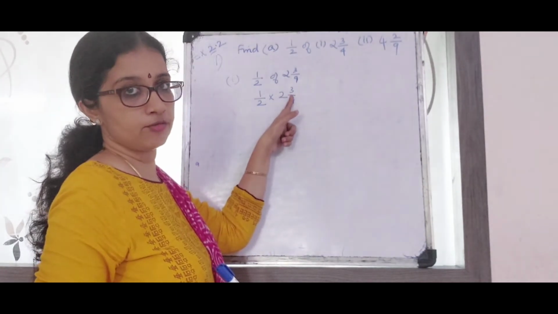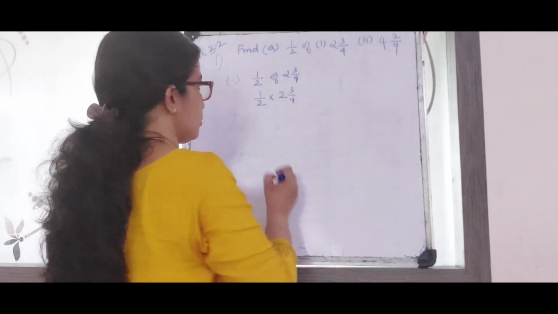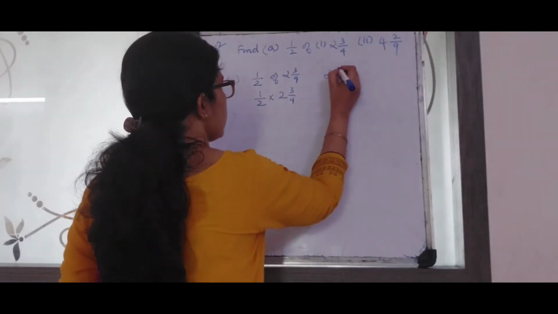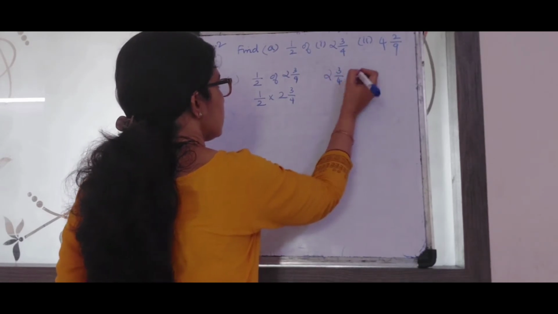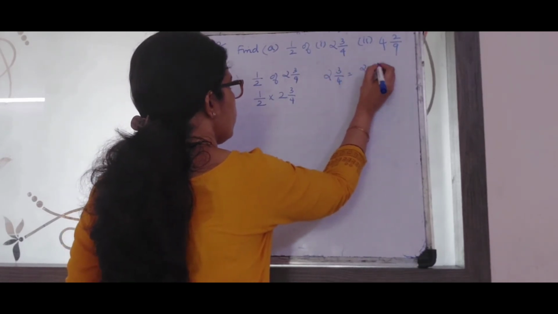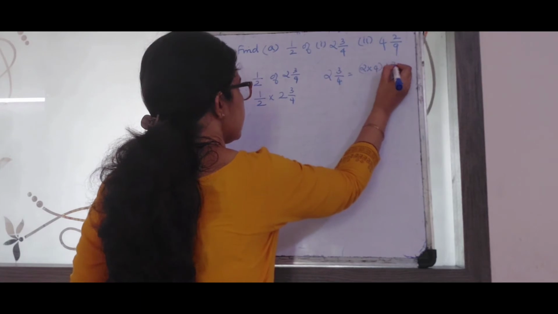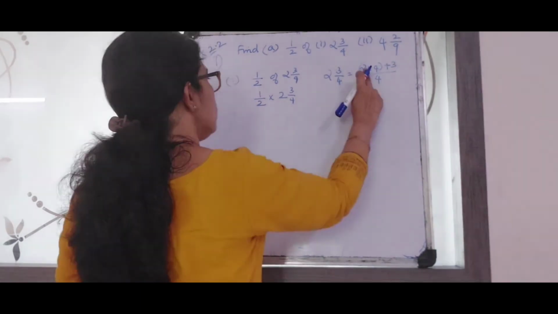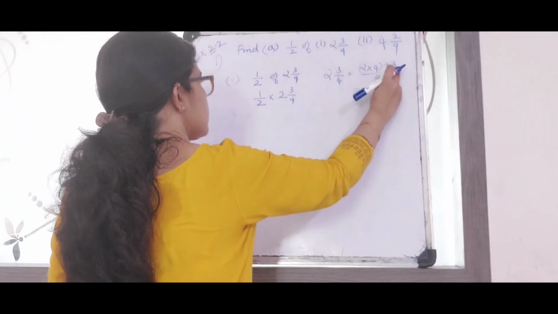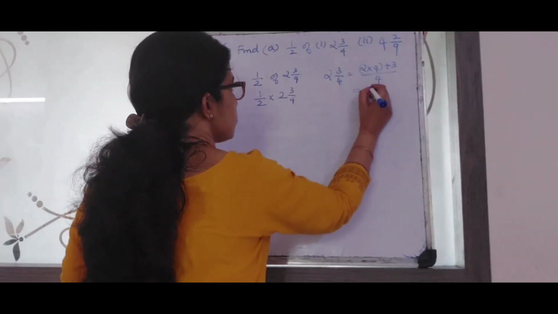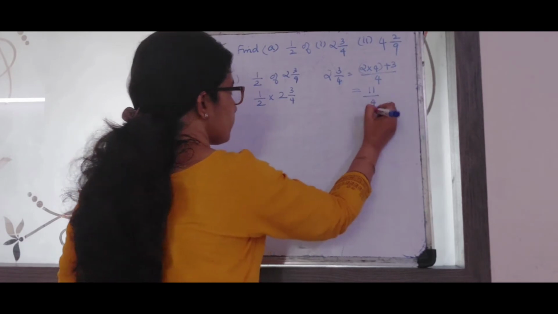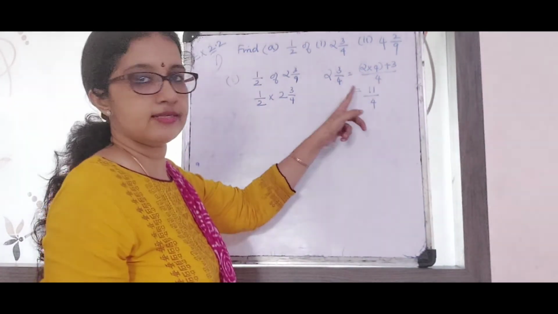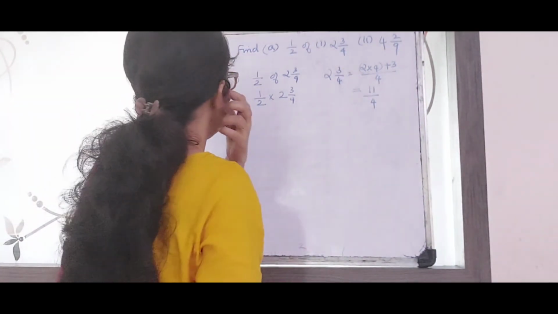This mixed fraction we have to first convert to an improper fraction. So 2 3/4 can be written as (2 into 4 plus 3) divided by 4, which is equivalent to 2 4s are 8, 8 plus 3 is 11. So 11 by 4. 2 3/4 can be written as 11/4. Okay.